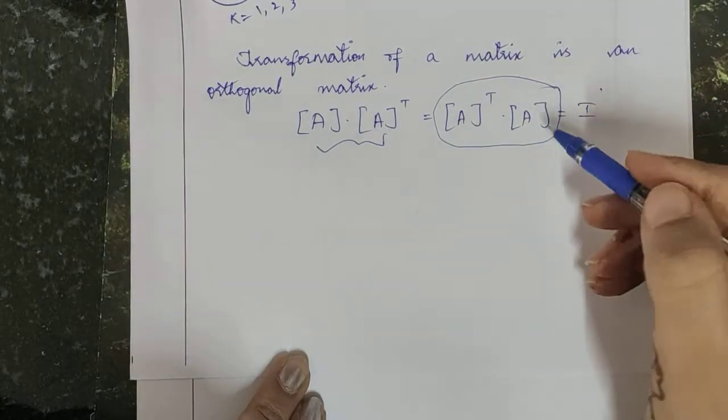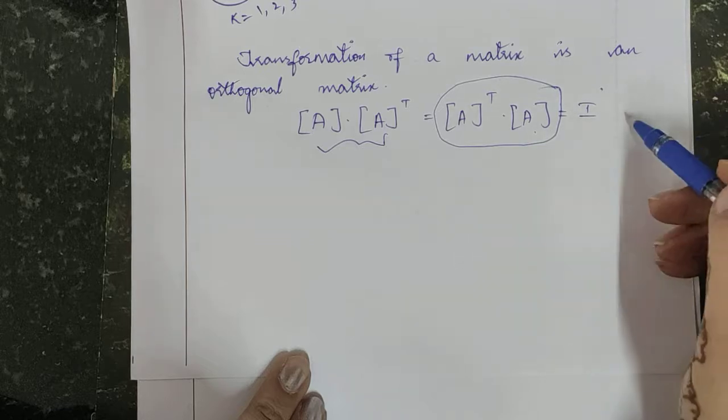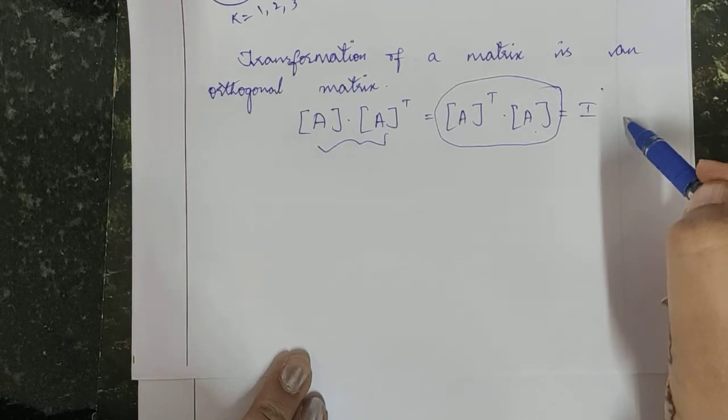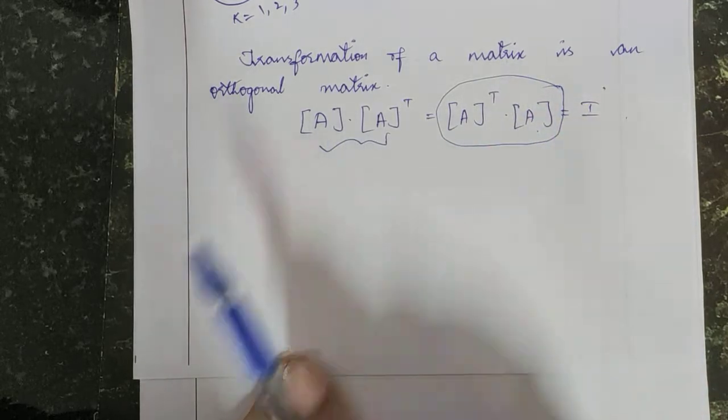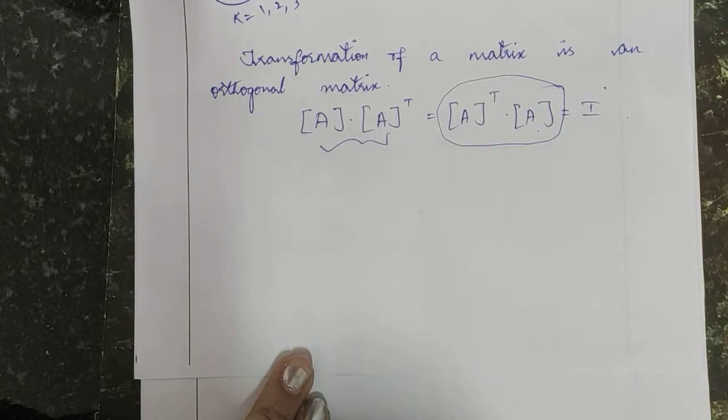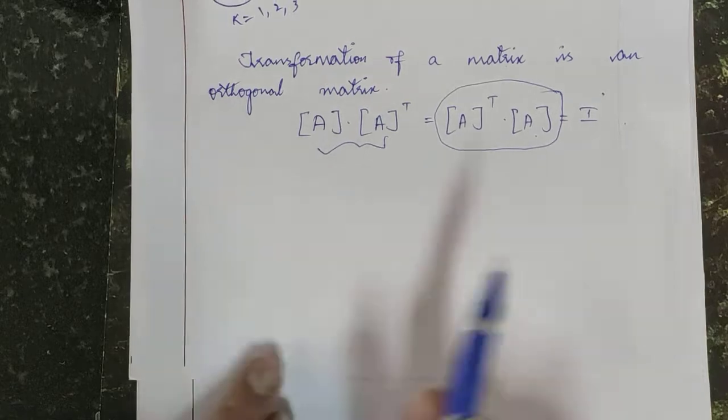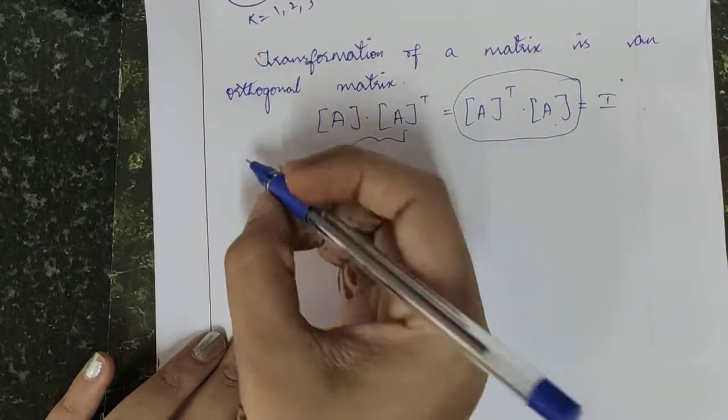I hope you got the solution for this also. That is your identity matrix. So from that you can conclude that the transformation of a matrix is an orthogonal matrix. Okay, so in this session let us move further. We have to prove that there is a problem.